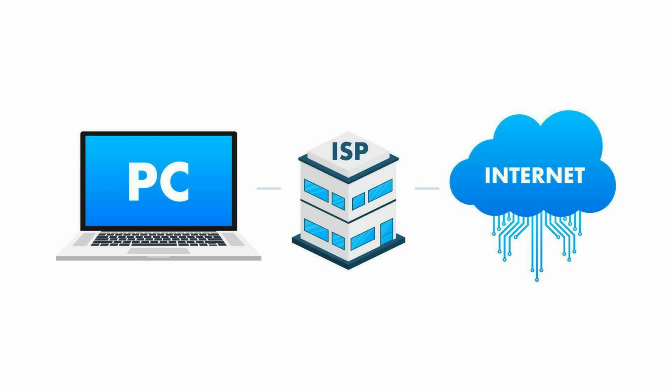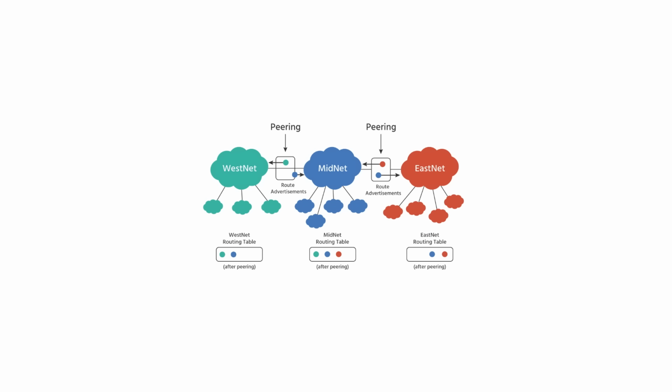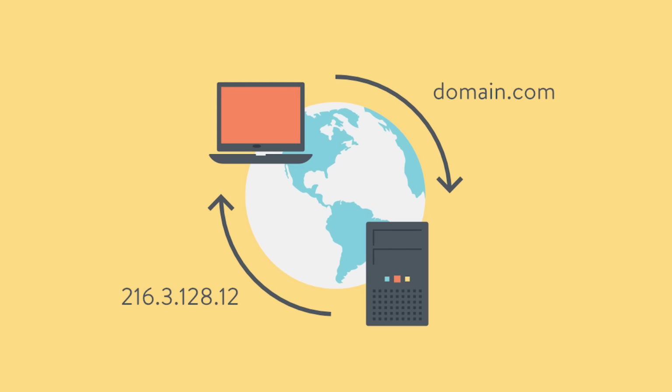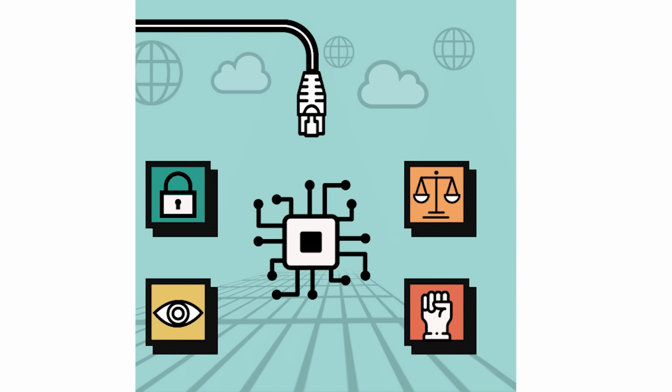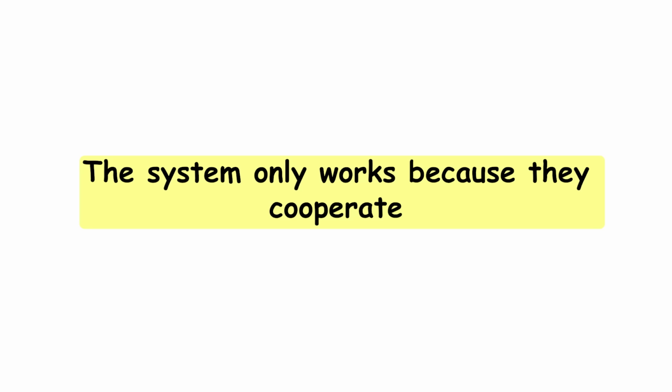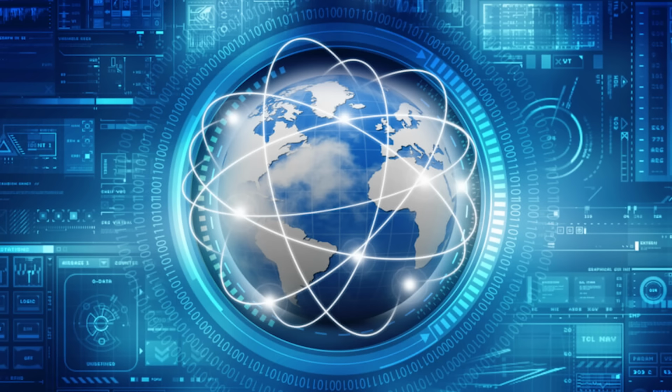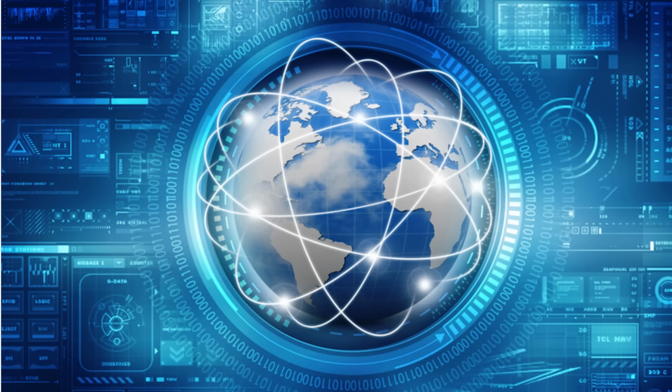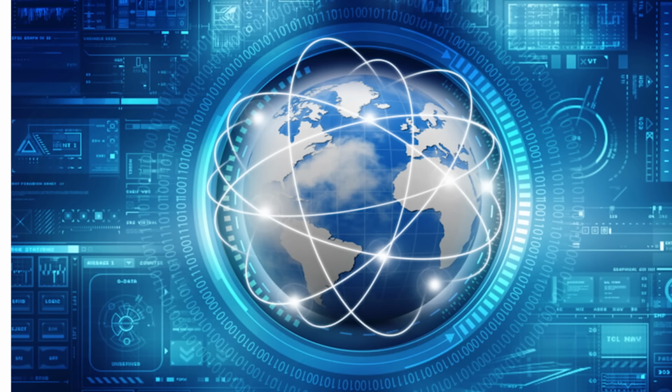Your home network, your ISP, backbone providers, IXPs, DNS registries, standards organizations, and governance groups all control their own piece. And the system only works because they cooperate. That's both the internet's greatest strength and its biggest vulnerability. It's resilient because there's no single point of failure, but it's also fragile because cooperation can break down.